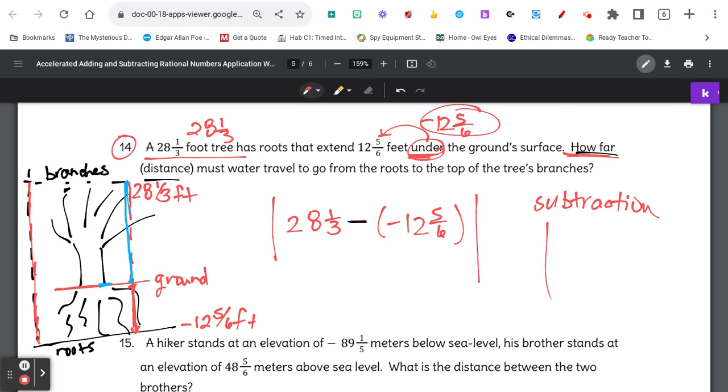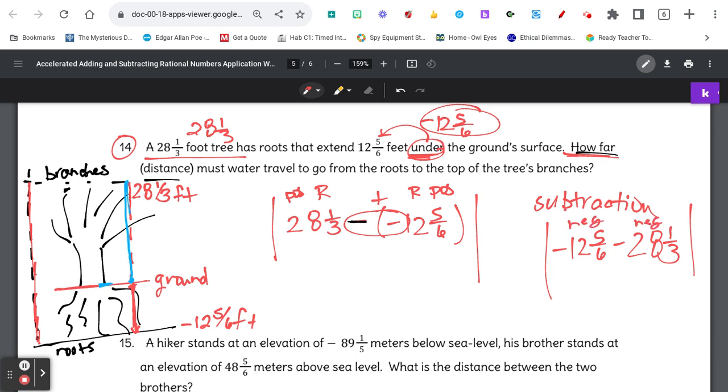Now you could have written it this way. Negative 12 and 5/6 minus 28 and 1/3. All right, now here, that's a plus, so that goes right. Or you can say both of these are positives, so I'm going to add. You could have said that's a negative, or both of them go left. So at any rate, you're going to add. But I'm going to work this first one here.